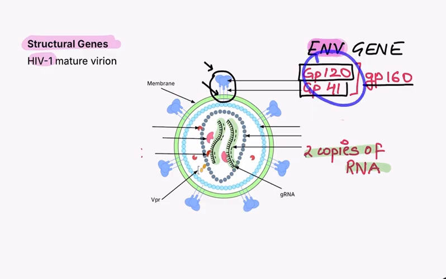I mean, if you add them up, you are roughly coming up to 160, right? So there are 3 proteins that it makes up. The full thing is known as GP160. If you split it, the one on the top, the head, is GP120, and the transmembrane portion is going to be GP41. That is what the ENV gene makes.